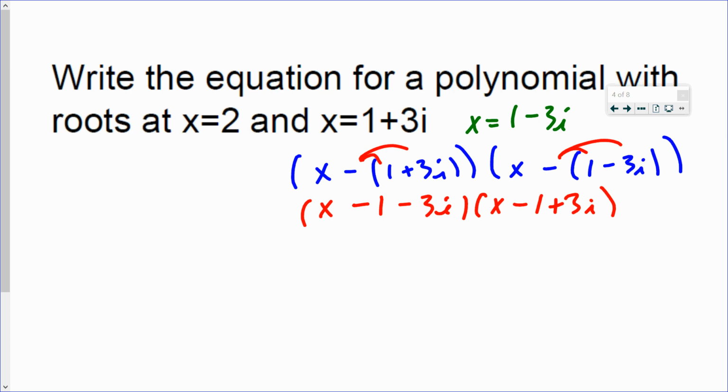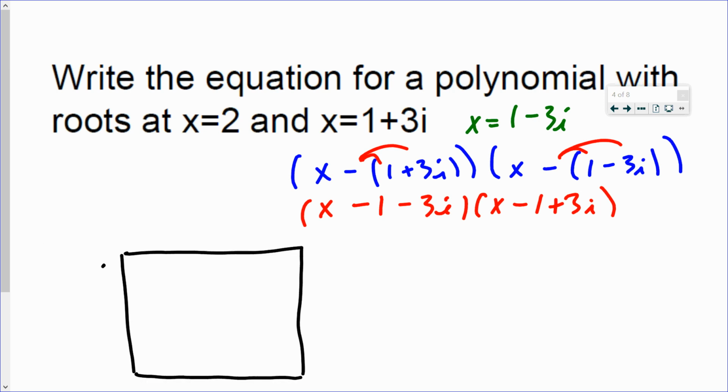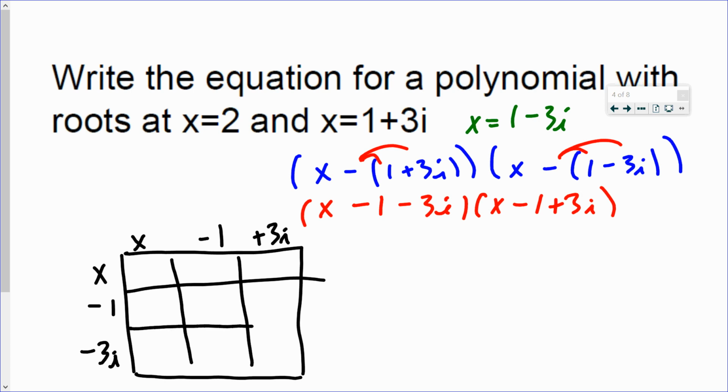So then I have to actually multiply these together and distribute, but something pretty cool happens. So I'm going to go to my generic rectangle. It's going to be a little bit bigger because I have three terms. I have x, I have a negative 1, and I have a negative 3i. And then here I have an x, I have a negative 1, I have a positive 3i. So just go through, multiply 9 terms here.